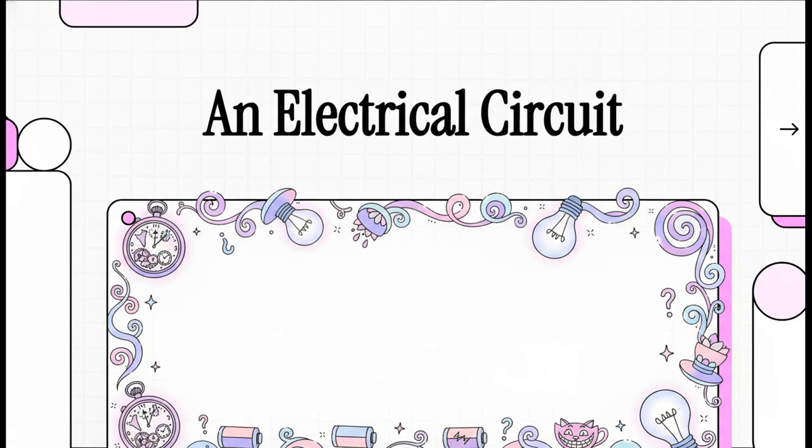Have you ever just looked at a simple light bulb, one powered by a little battery, and thought about what's really going on in there? It seems so basic, right? But it's actually a doorway into this incredible hidden world of physics. So today, we're going right down that rabbit hole to see what makes that little light turn on.